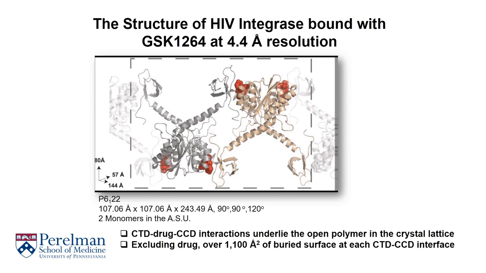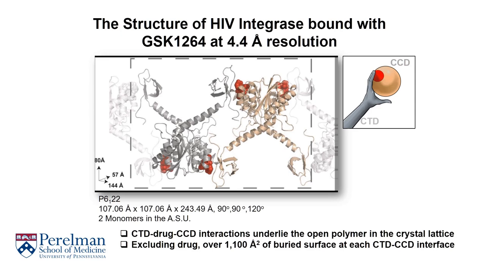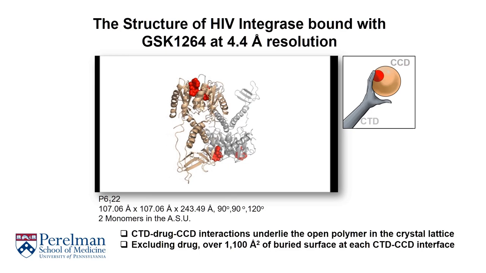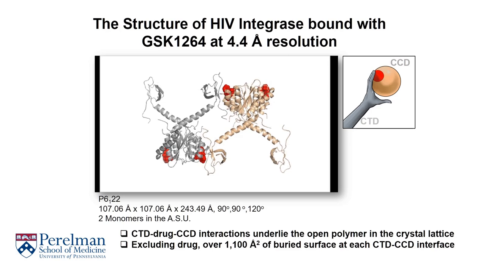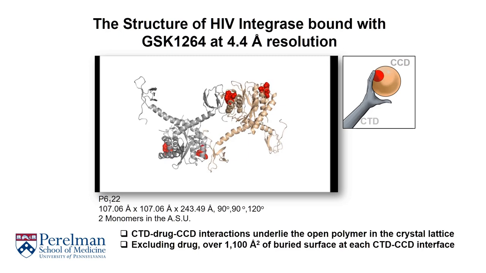This is the structure of HIV integrase bound with GSK1264 at 4.4 angstroms resolution. In the crystal lattice, a dimer of integrase occupies the asymmetric unit. In the lattice, C-terminal domain and catalytic core domain interactions underlie the apparent open polymer. In this configuration, the C-terminal domain from one dimer reaches across to the allosteric inhibitor binding site on the catalytic core domain of a neighboring dimer, much akin to a hand gripping a ball.